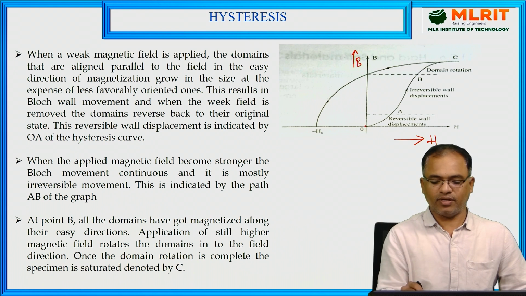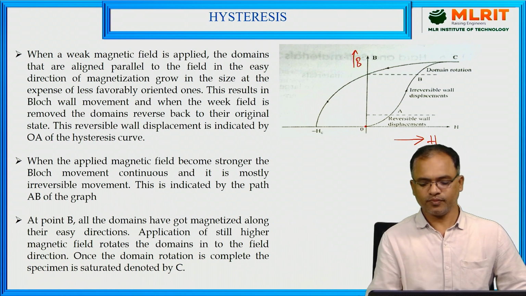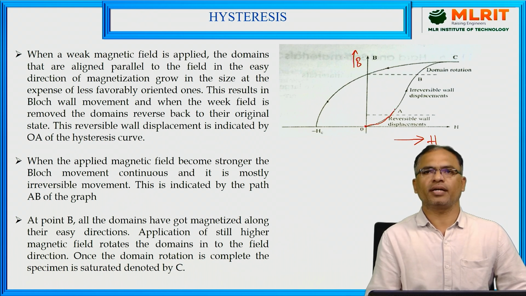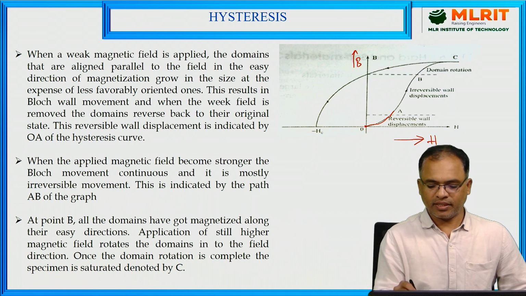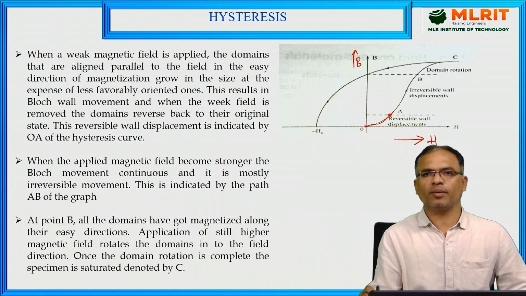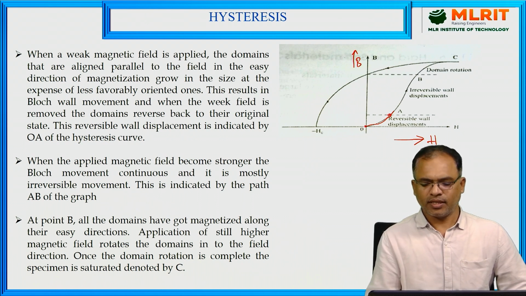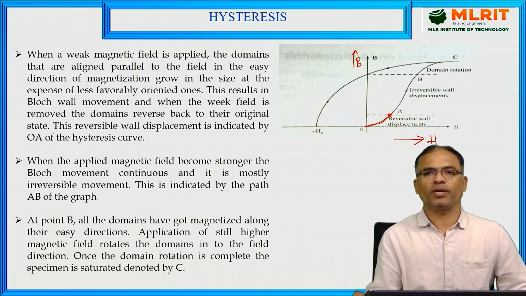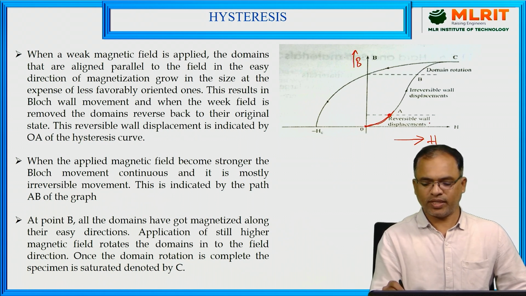Initially, when the applied field is 0, magnetization is 0. When we increase the applied field, some domains will respond and magnetization takes place. At a particular point A, if we remove the applied field, all the domains will come back to their original position and they will follow the same path. That is why this particular region is named reversible domain displacement.